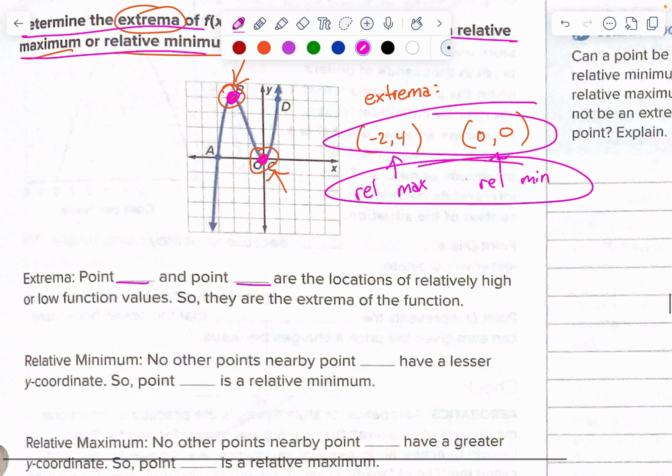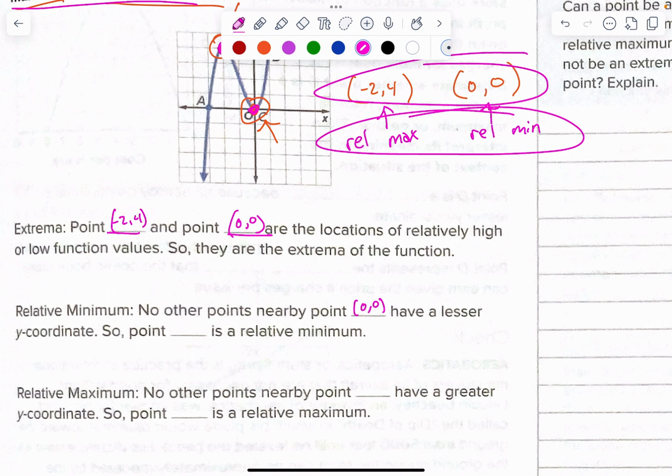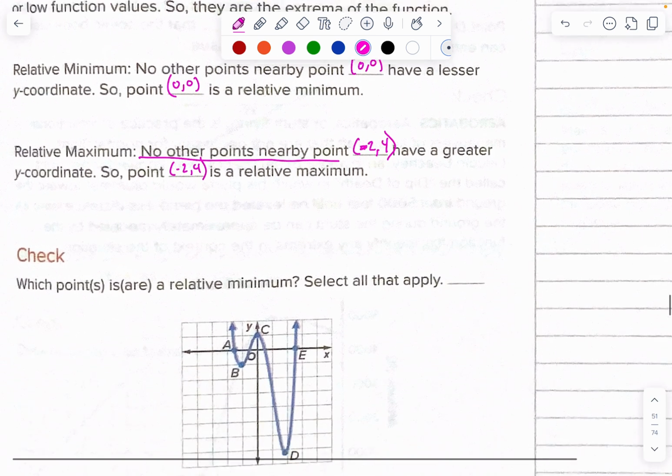Extrema: this point and this point, -2, 4 and 0, 0, are locations of relatively high or low value, so they are the extrema. No other points nearby point 0, 0 have a lesser y coordinate. So point 0, 0 is a relative min. No other points nearby point -2, 4 have a higher y coordinate. So point -2, 4 is a relative maximum.